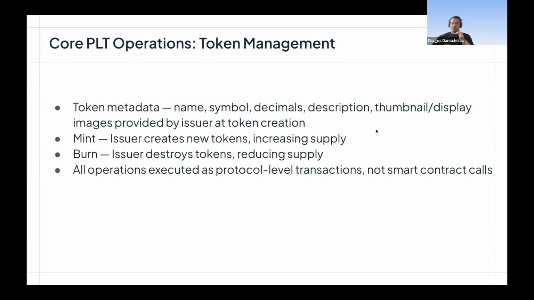Let's talk a bit about the core PLT operations. For token management, we have the token metadata. This will be the name, the symbol, even the decimals are customizable, the description of the token, and the thumbnail and display images provided at token creation. Mint and burn are features that are usually enabled, but still they can be turned off per token. And all operations are executed at the protocol level, not as smart contract calls.